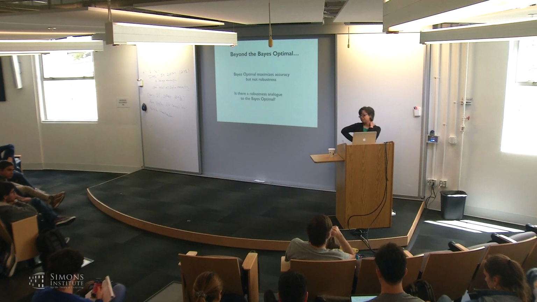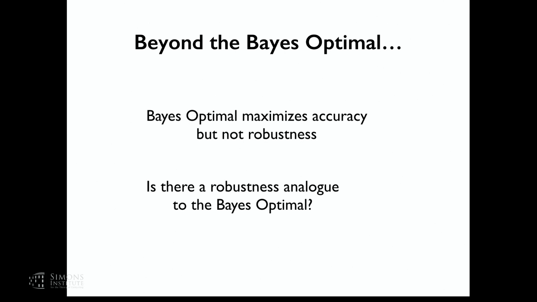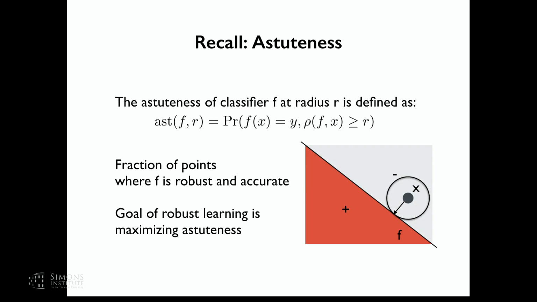So anyway, we talked about how things converge to the Bayes optimal, and the Bayes optimal is the best thing ever for accuracy. Now the question is, what would you do for robustness? Is there a robustness analog to the Bayes optimal, which would be the best thing for robustness?